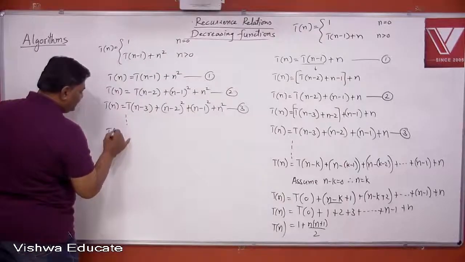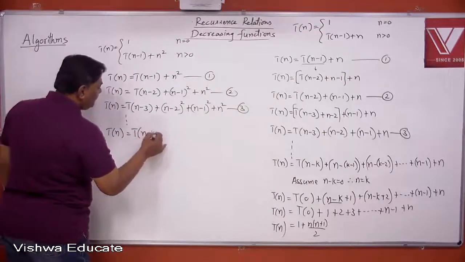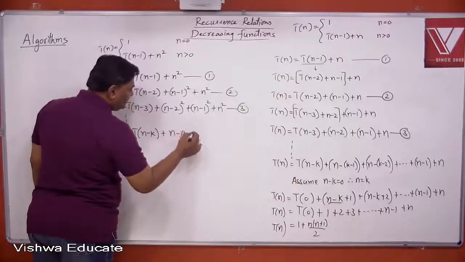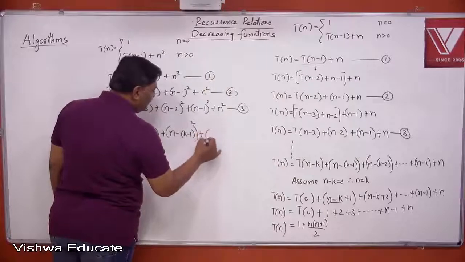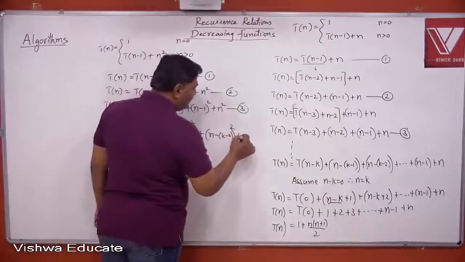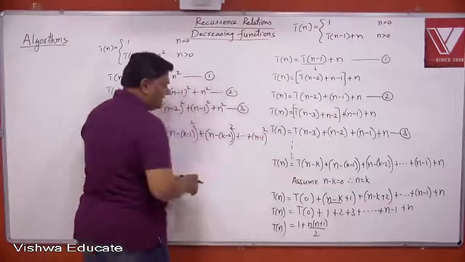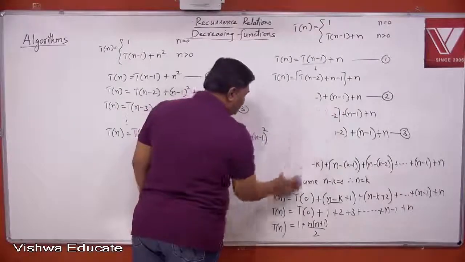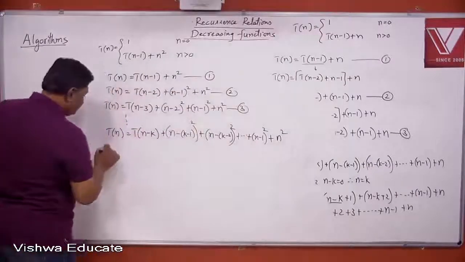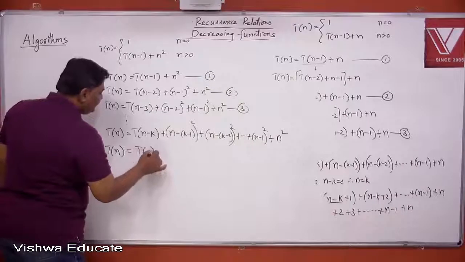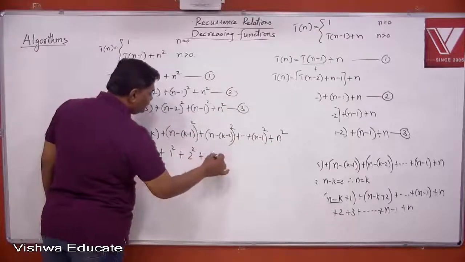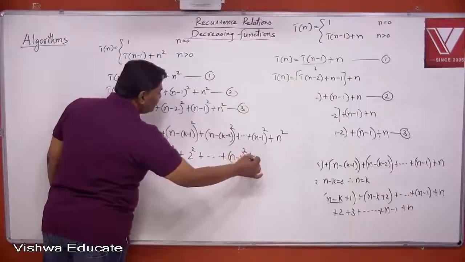If I continue, Tn is equal to Tn minus k plus n minus of k minus 1 whole square plus n minus of k minus 2 whole square plus it goes on to n minus 1 whole square plus n square. Now what is this? Tn is equal to T0 plus 1 square. You already know, there I have solved it. Then 2 square plus it goes on to n minus 1 whole square plus n square.